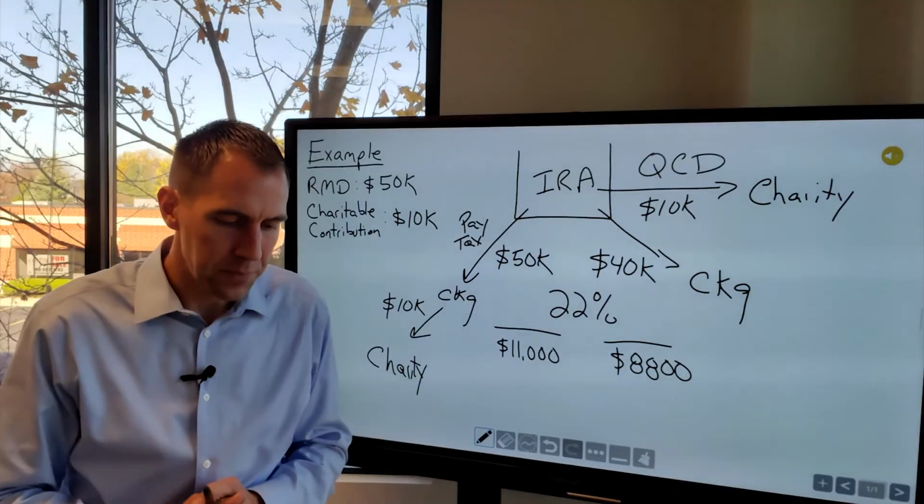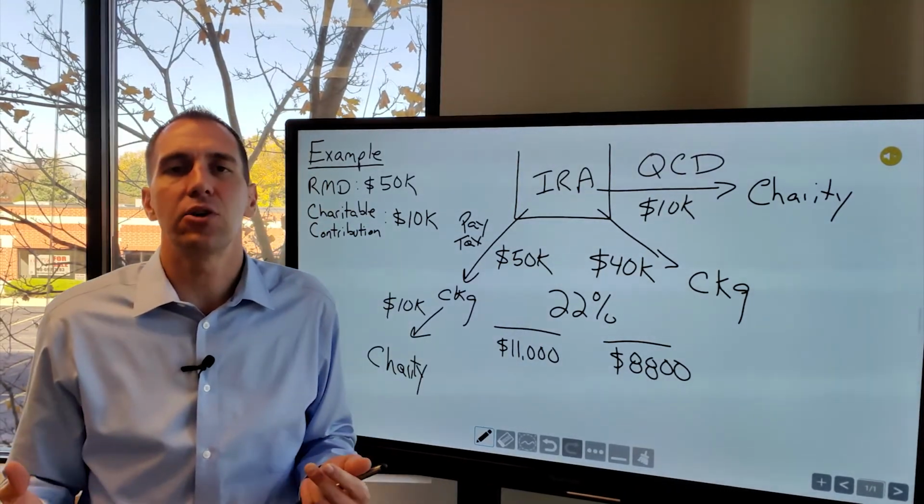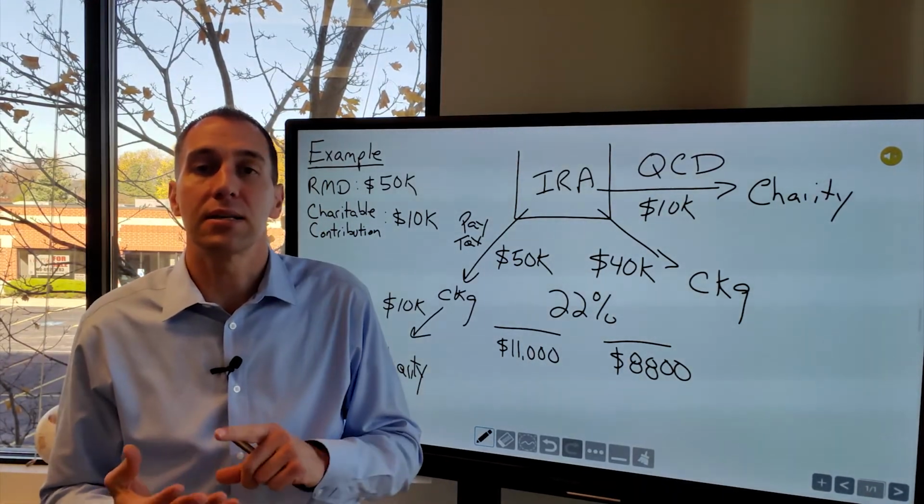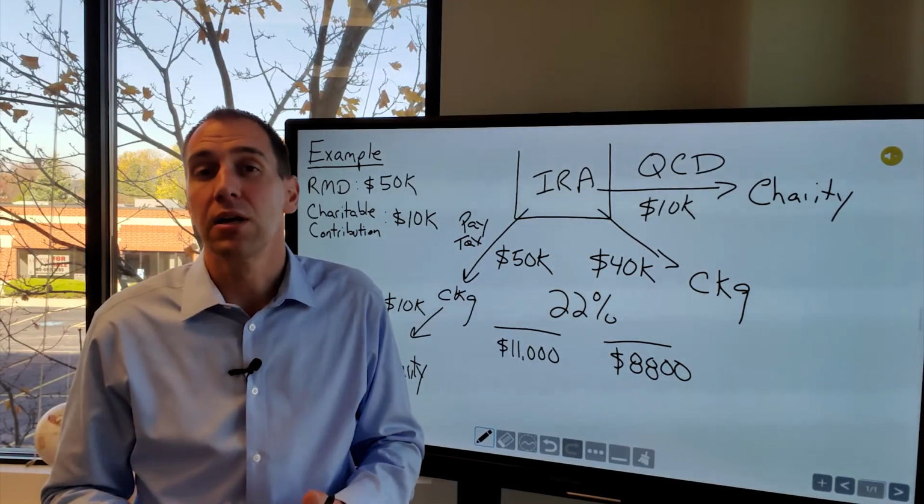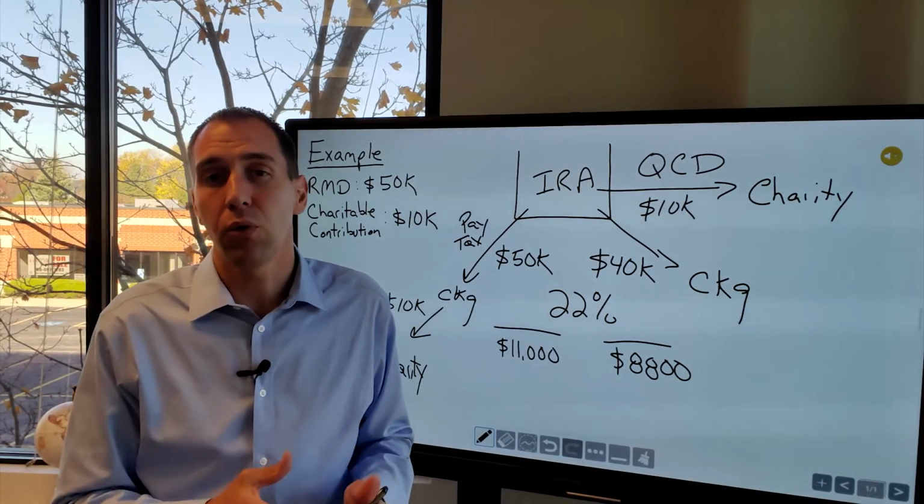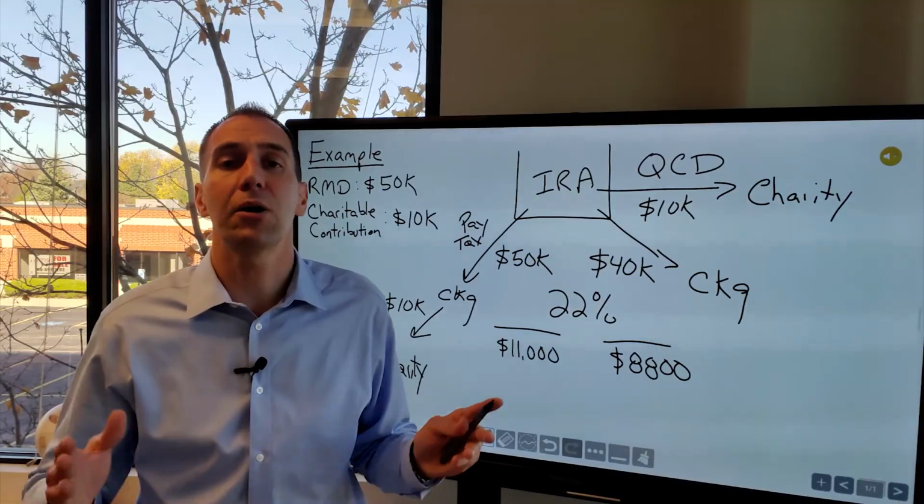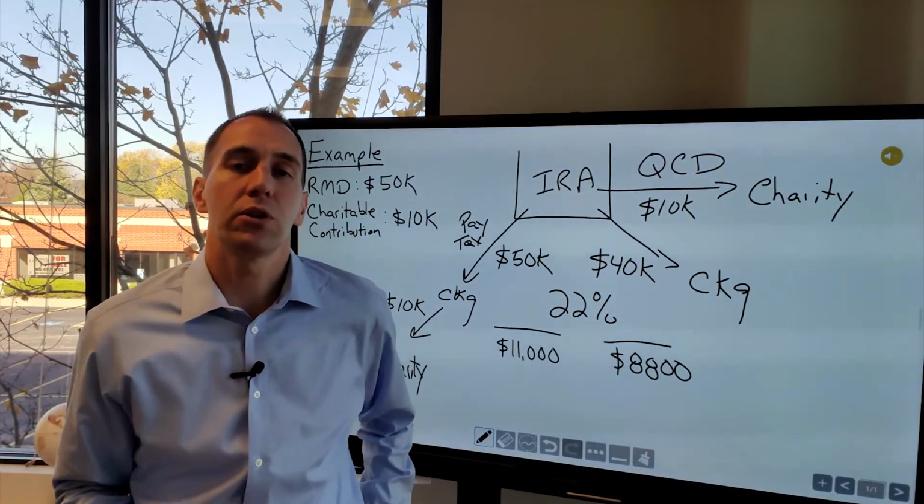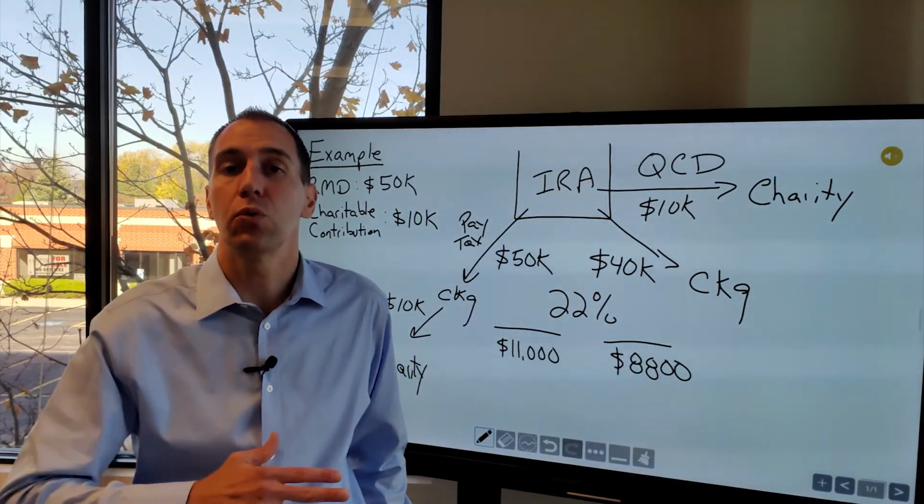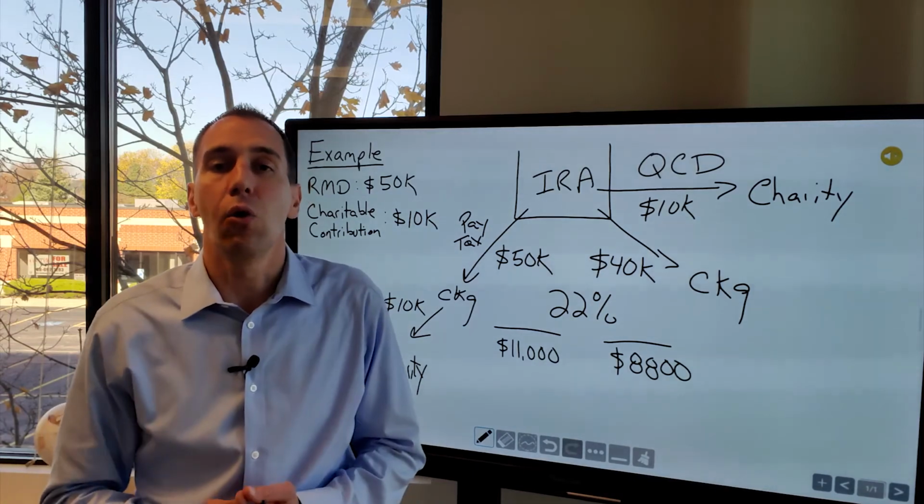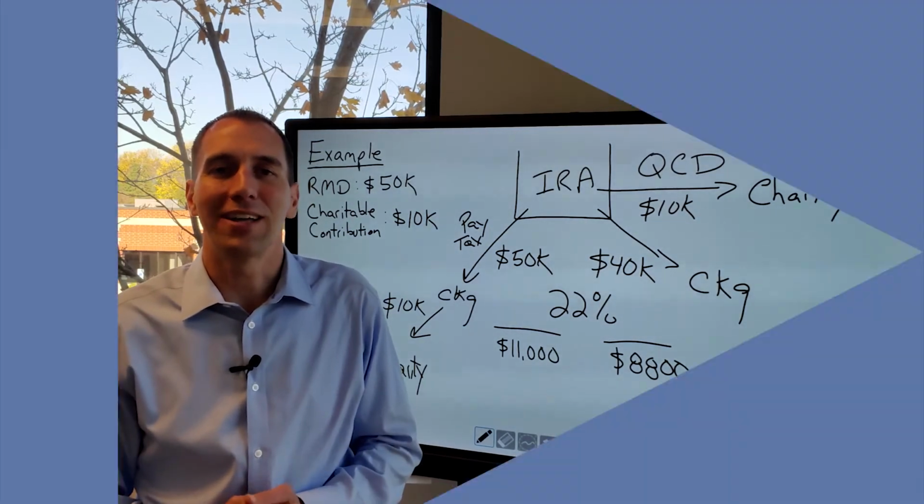The other thing is that you can only do this from IRAs, SEP IRAs, simple IRAs. So if you have your money in your 401k and for some reason you're thinking about leaving it there, this could be a really good reason why you might want to roll your 401k over into an IRA.